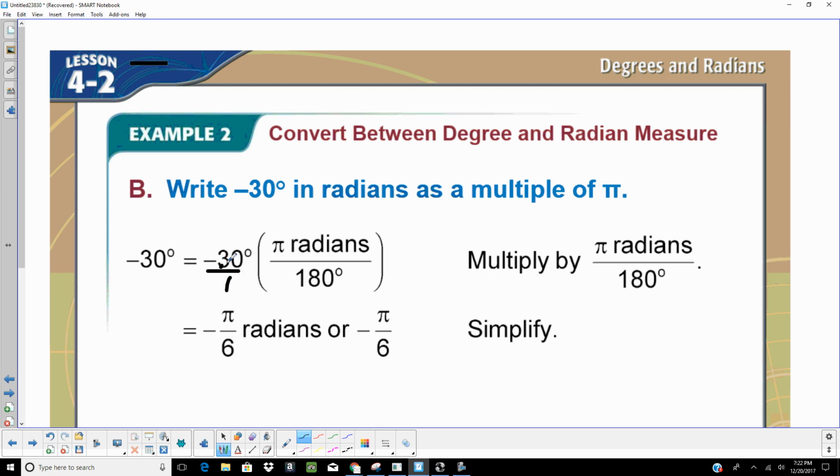30 goes into 30 1 time. 30 goes into 180 6 times. Numerator times numerator, denominator times denominator. I'm going to get negative pi over 6. And if I wanted to visualize that, there's my axis. We'll do it in red. My initial ray would be on the positive x-axis, and I'm going clockwise 30 degrees. And that's what it would look like.